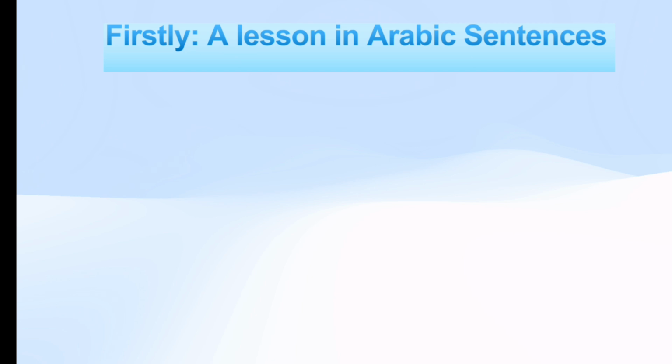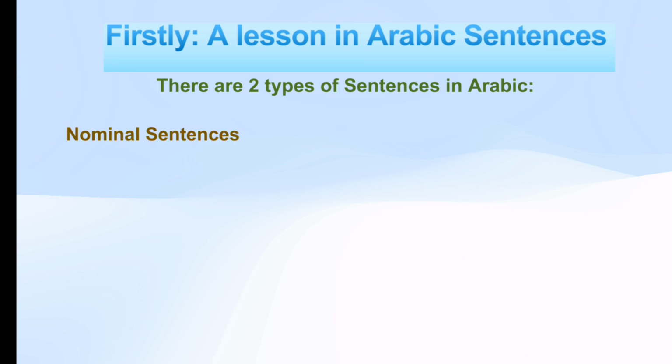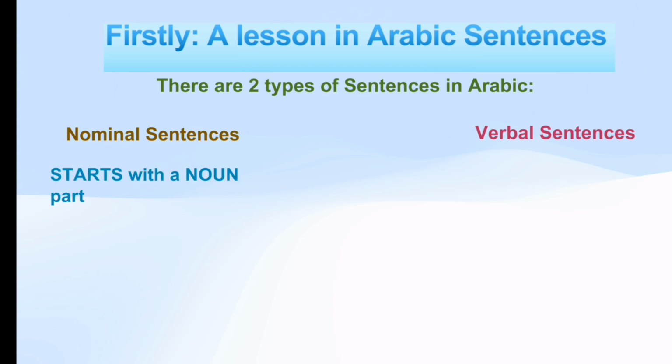Firstly, a lesson in Arabic sentences, so that you can understand what's happening here. So there's a brief introduction to Arabic sentences as a basis, and then we will go into the Kalimah to understand what is happening there. There are two types of sentences in Arabic: nominal sentences and verbal sentences. Nominal sentences are basically sentences that start with a noun part, and verbal sentences start with a verb part. This is the easiest way to check whether a sentence is nominal or verbal.